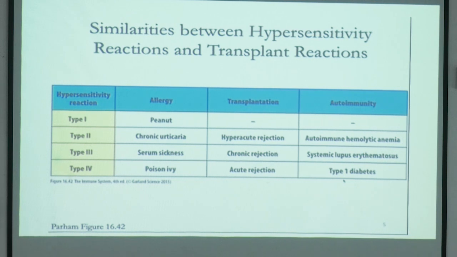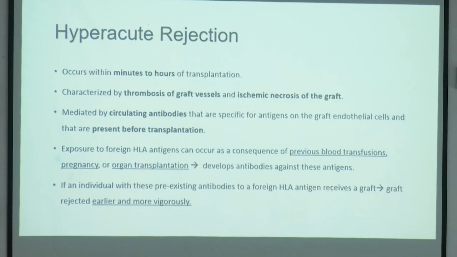Okay. So if we look at the mechanism of types of rejection, we can see that hyperacute rejection is similar to type 2 hypersensitivity. Type 3 reaction is seen in chronic rejection, and delayed or T cell mediated reaction is seen in acute rejection. I'll explain all types of reaction, then you can understand. First, take up hyperacute rejection. What happens is it occurs within minutes to hours of transplantation. Immediately.